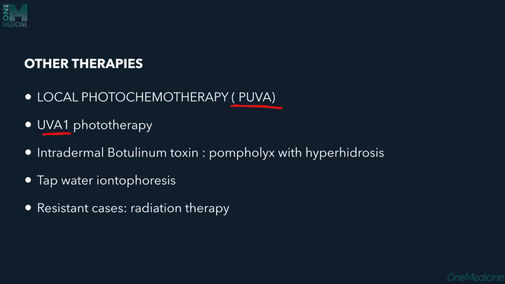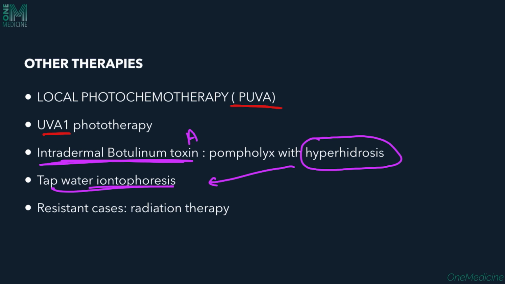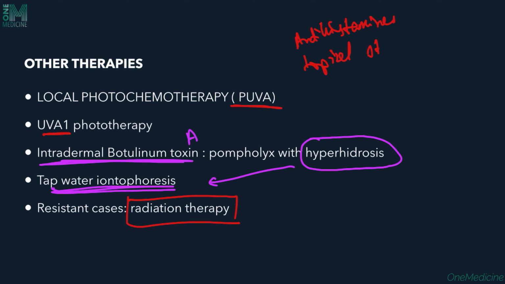There can be associated hyperhidrosis, as I told you. To reduce the hyperhidrosis, intralesional injection of botulinum toxin A, that is Botox injection, can be given. And to reduce the hyperhidrosis, tap water iontophoresis can be done. In very resistant cases, sometimes radiation therapy also has helped. Mostly for the patients, you can give antihistamines. Antihistamines and topical steroids will basically help in controlling the lesions if it is a first episode. And control all the triggers which are causing this. That will reduce the symptoms and the disease.